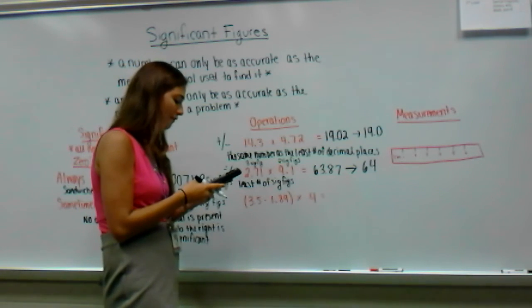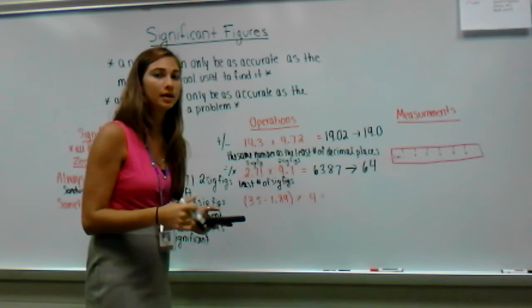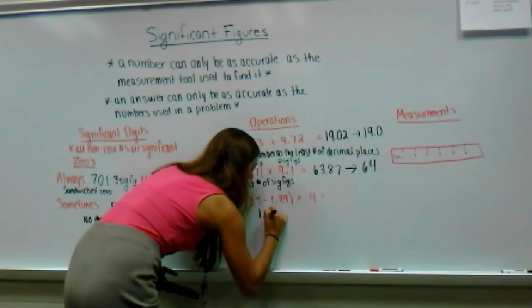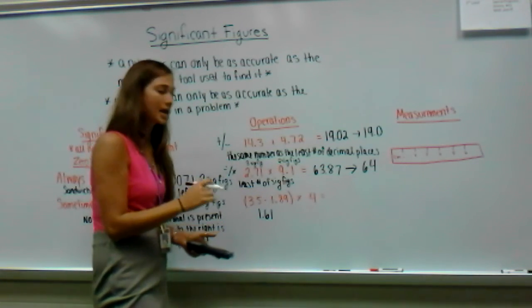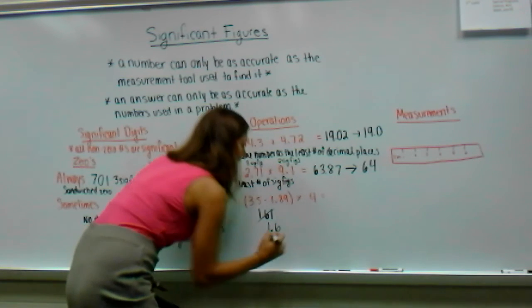I'm doing 3.5 minus 1.89. I end up with 1.61. I'm only allowed 1 decimal place. So if I have 1.61, 1 is going to round 6 to be exactly the same. It's not going to round up. So for this part, we get 1.6.